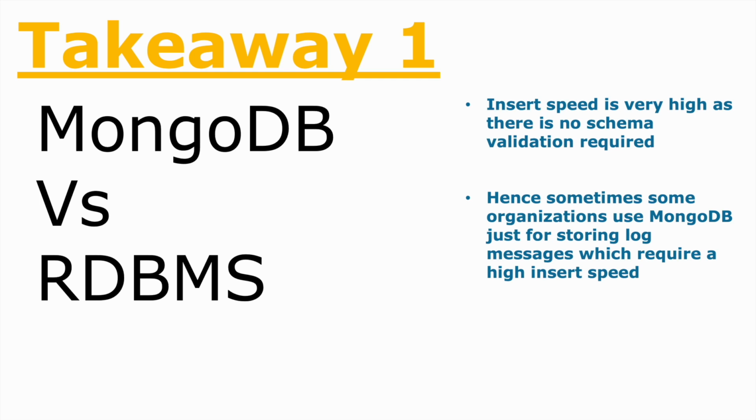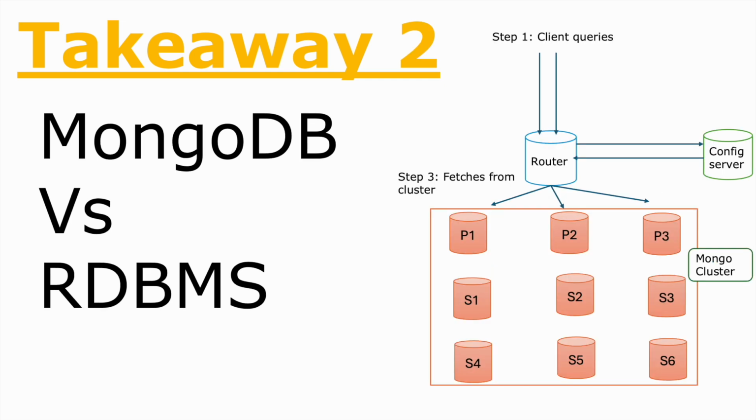Since the insert speed of MongoDB is very high, people who want to experiment with MongoDB sometimes start storing their application logs in MongoDB. The advantage of that is that since the insert speed is high, it does not affect the application performance. And second, since MongoDB has very rich query ability, you can query the logs much more easily. So storing your application logs in MongoDB is one of the very basic use cases which I've seen being used at many places.